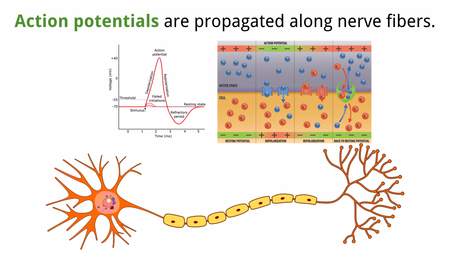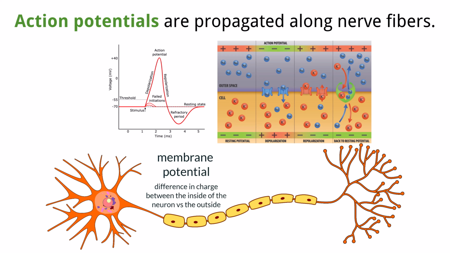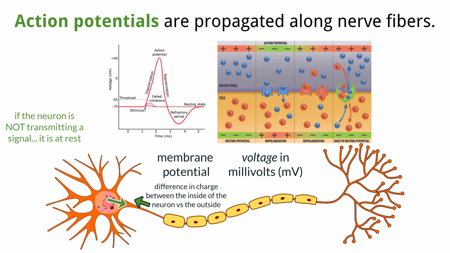Neurons have what we call a membrane potential. Membrane potential is the difference in electrical charge between the inside and outside of the neuron's membrane. We'll be referring to membrane potential as a voltage or a charge using the units millivolts, or mV. When a neuron is not transmitting a signal, it is said to be at resting potential. Resting potential is a stable, negative charge inside the axon, typically around -70 millivolts.